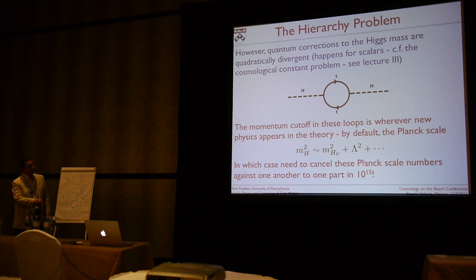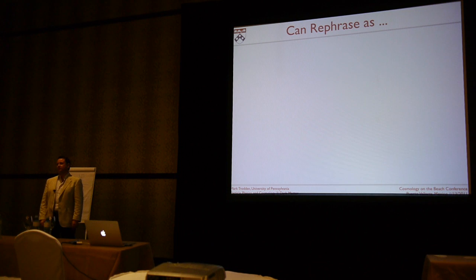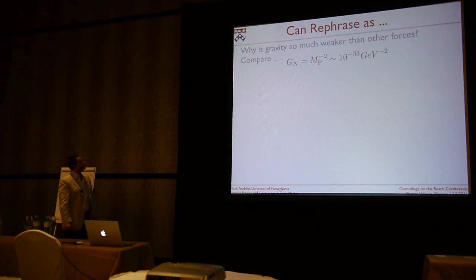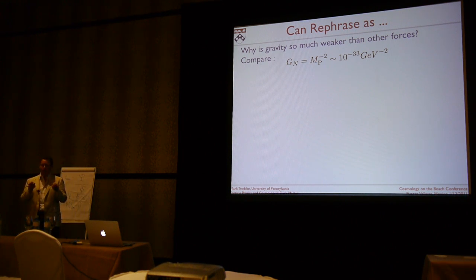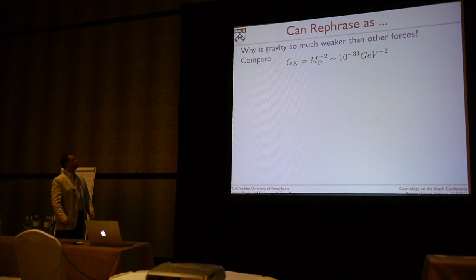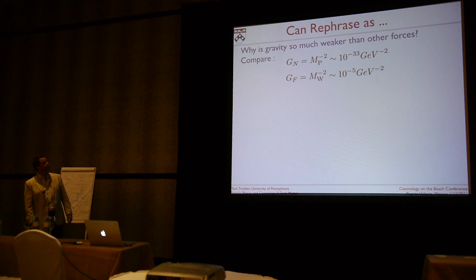Because it's the difference between, say, the Planck scale and the weak scale. And it's a huge problem. There's another way to phrase this: you can just say, why is it that gravity is so much weaker than the other forces? One way to parameterize this difference is to take the Newton constant that describes gravity, given by 10 minus 33 GeV minus 2, and compare it with this thing I talked about earlier, the Fermi constant.